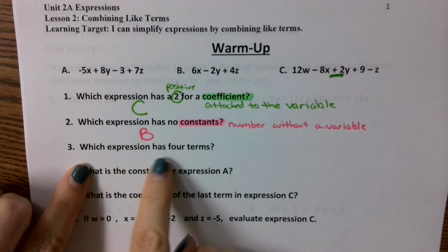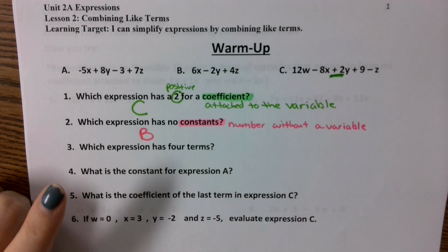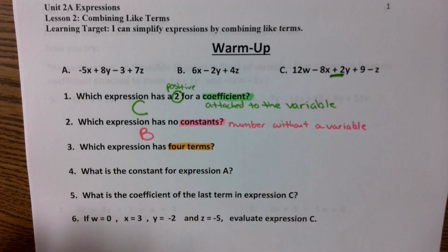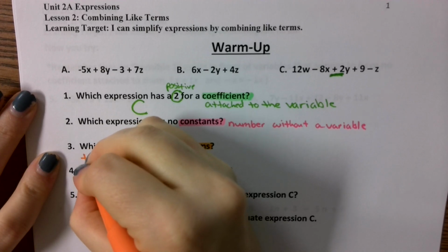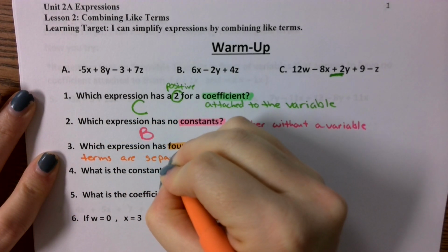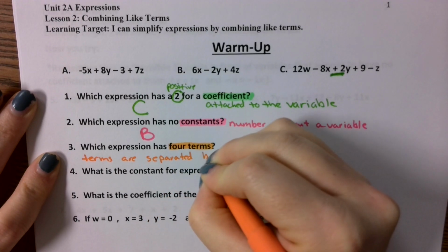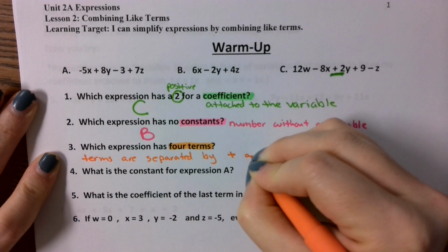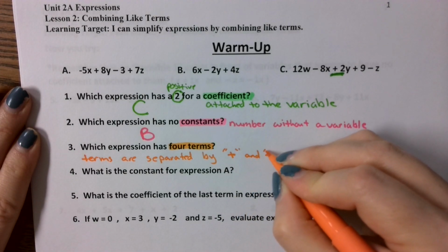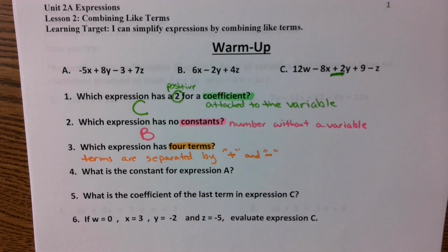All right, which expression has 4 terms? Remember, terms are separated by plus and minus signs. We're looking for what's separated by plus and minus signs. I'm going to write that down real quickly too. Terms are separated by plus and minus. Okay, they are separated by plus and minus signs. Which one of these expressions has exactly 4 terms?